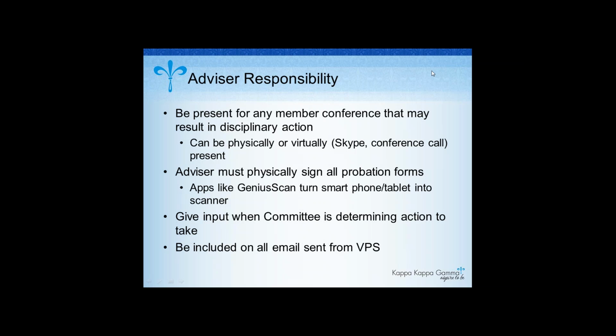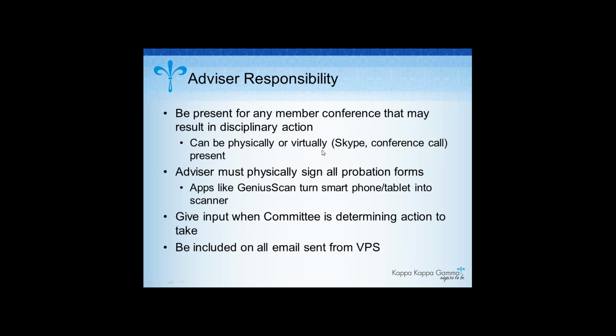First, it's really important that an advisor is present for any member conference that may result in disciplinary action. So of course we won't always know what's going to happen when a member is called into a standards conference, but if a member is called in for a conference, some sort of action will be taken or some sort of questions will be asked where we want an advisor present for that.